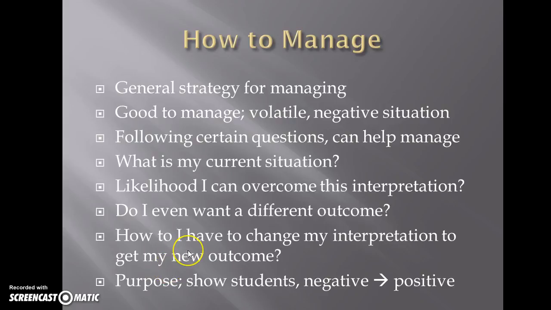The last question is, how can I change my interpretation to get my new outcome? Assess that question, do it in your head, and figure out, okay. The purpose of how to manage and control oneself is to show students that from a negative situation, a negative conflict, a negative interpretation, you can breed a positive interaction, a positive perception, a positive outcome can come.